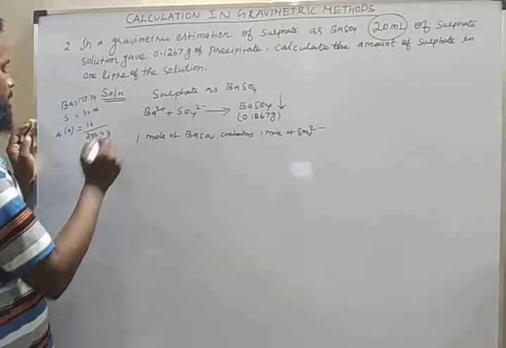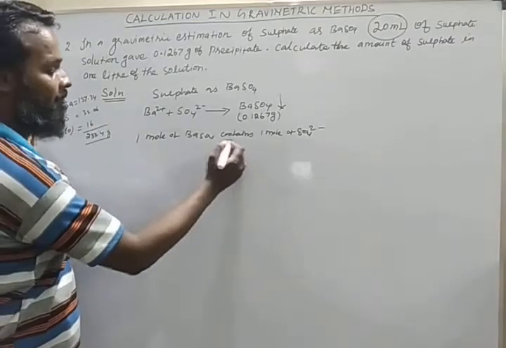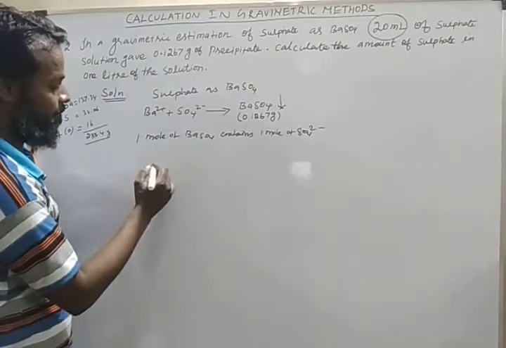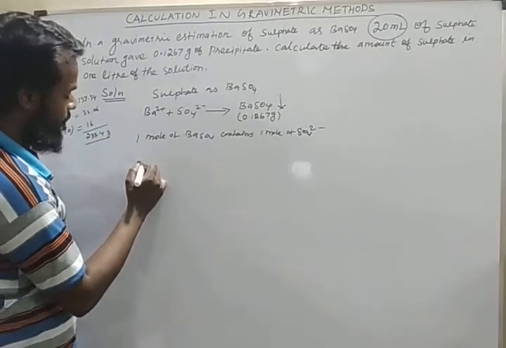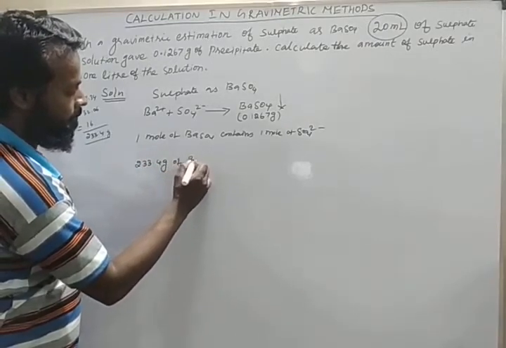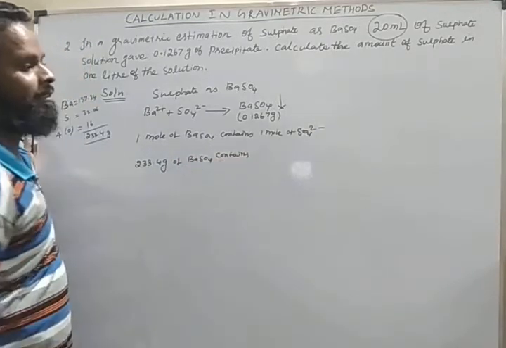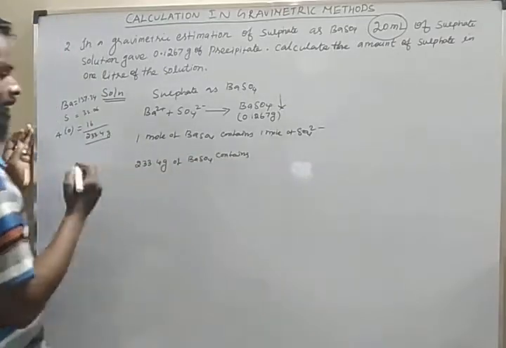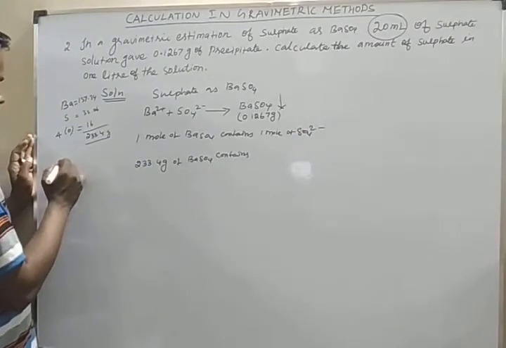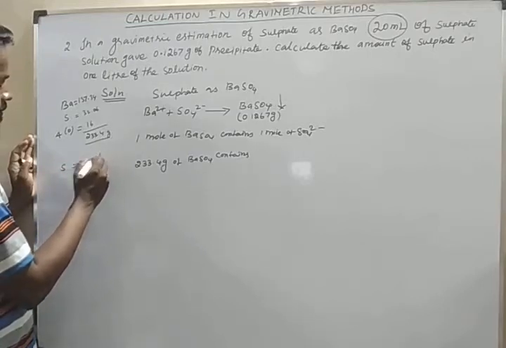So the 1 mole of barium sulfate is equal to 233.4 gram. So 233.4 gram of barium sulfate contains, so then we will calculate the mass of sulfate ion. In sulfate ion we have only one sulfur, that is equal to 32.06. There are 4 oxygens.